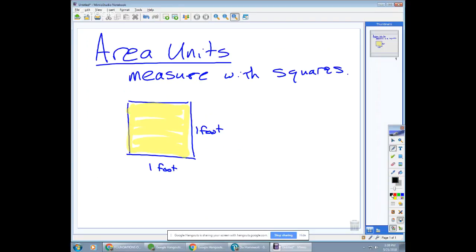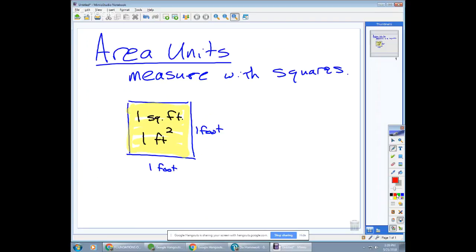Which we can write a couple of different ways. We could abbreviate it square foot. Sometimes we'll write it as foot squared, literally foot to the second power. Now, what's going to happen sometimes is we need to pick an appropriate unit for a given problem. And so sometimes we need to switch from inches to feet, feet to miles, and so on. So sometimes we'll need to make similar transformations when we're looking at area units.